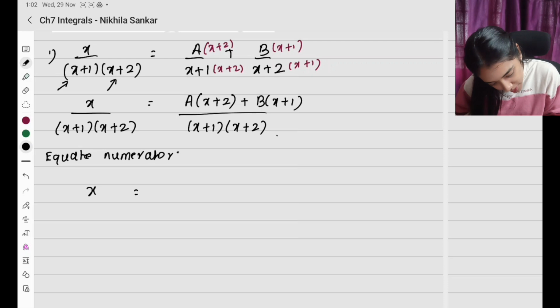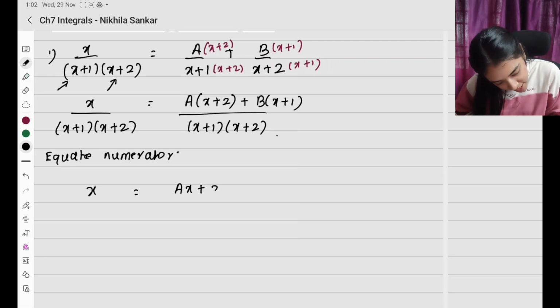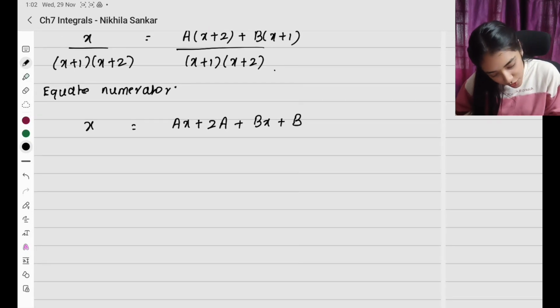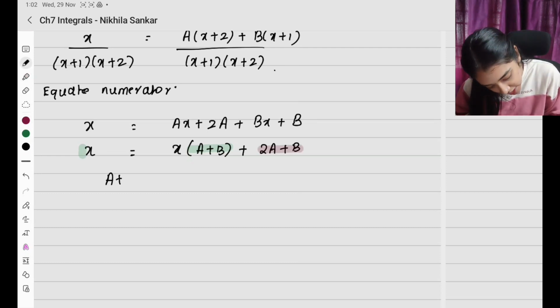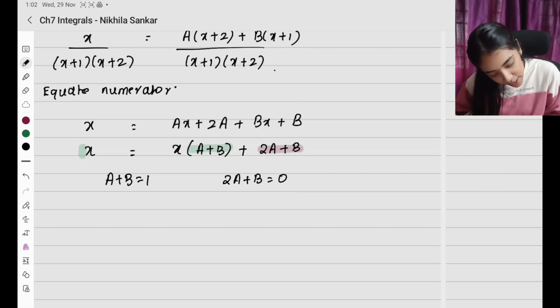So I'm going to equate the numerator. So x equals, when I multiply, I have ax plus 2a plus bx plus b. So taking the coefficients of x, I have a plus b, and the constant 2a plus b, equals x. So what are the coefficients? The coefficient of x is 1 and I do not have anything for the constant, so it is going to be 0. So what happens? I have a plus b equals 1. This is one equation. 2a plus b equals 0. So I have b equals minus 2a.